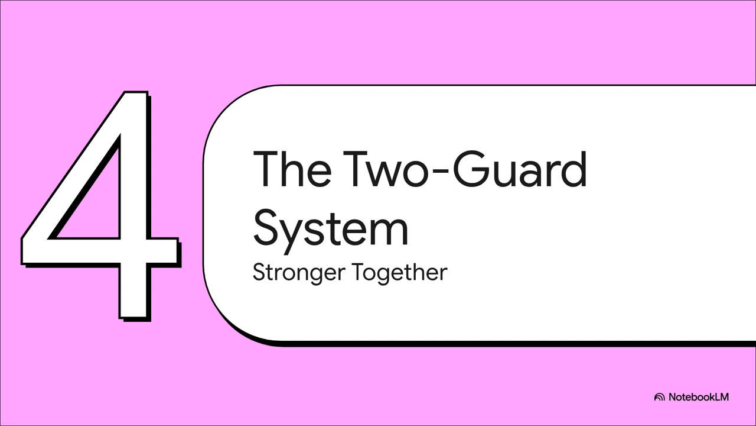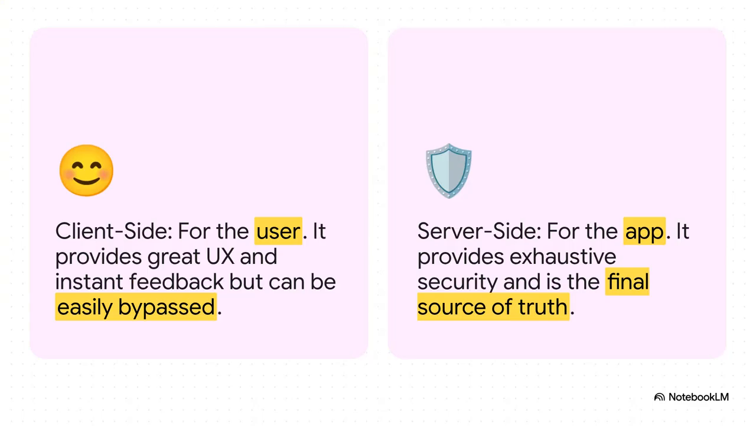All right, so let's bring it all back together. We've got our two guards, and the key thing here is that it's not about choosing one or the other. If you want to build a truly formidable, secure form, you absolutely need both of them working together. And this is the final debrief. This is the whole thing in a nutshell. Their roles are completely different, but equally important. The client-side guard is there for the user. It provides a great UX with fast feedback, but it can be bypassed. The server-side guard is there for the app. It provides absolute, unskippable security, and it is the final, authoritative source of truth.